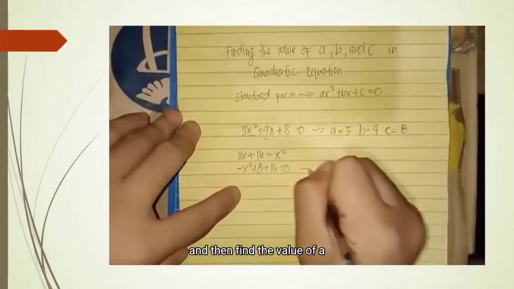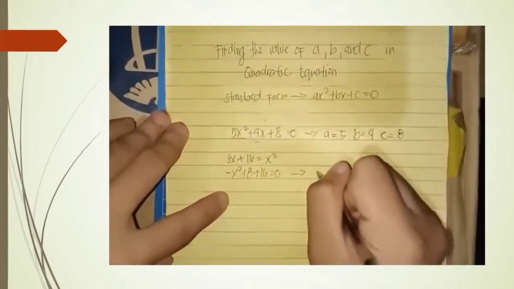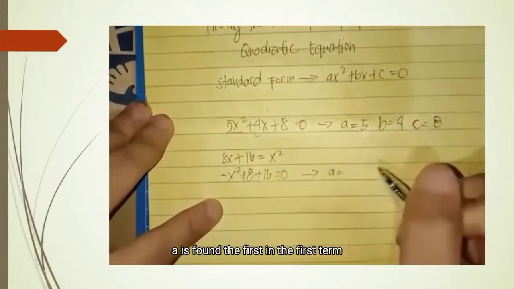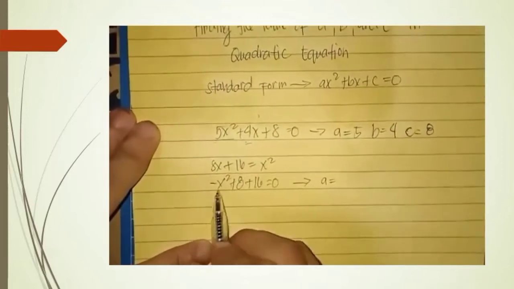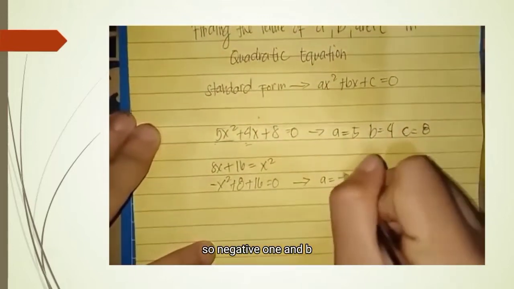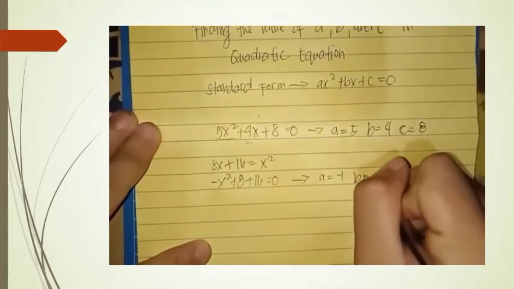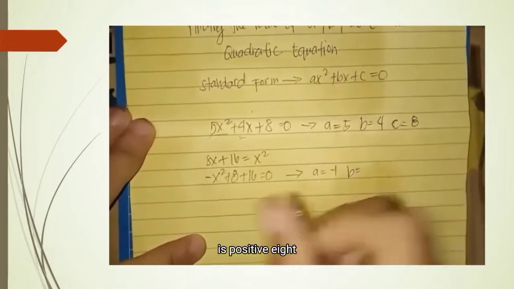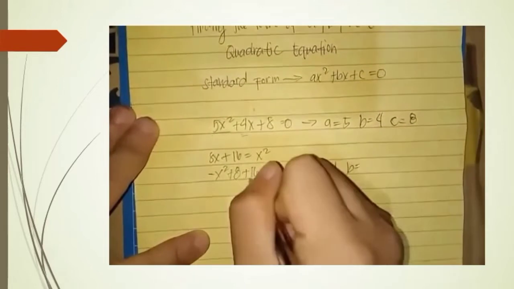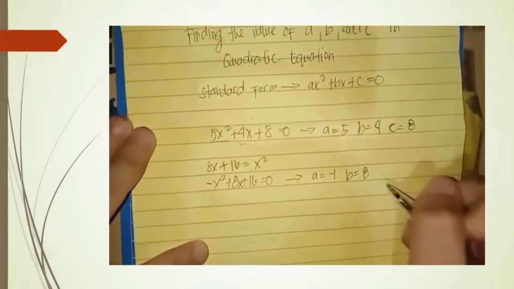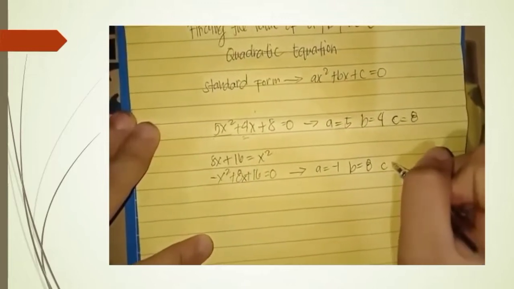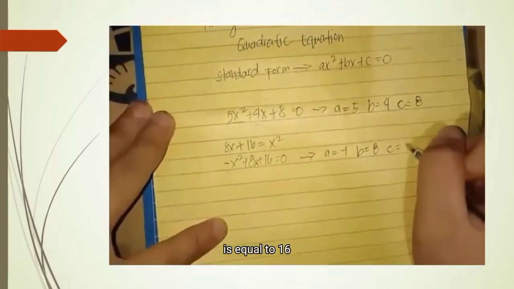And then find the value of a. A is found in the first term, the numerical coefficient, so negative 1. And b is positive 8. And c is equal to 16.